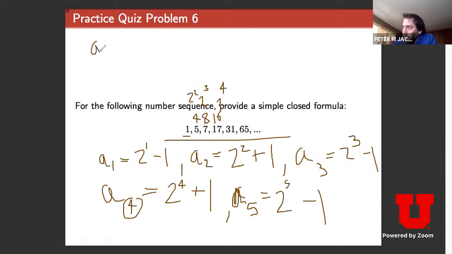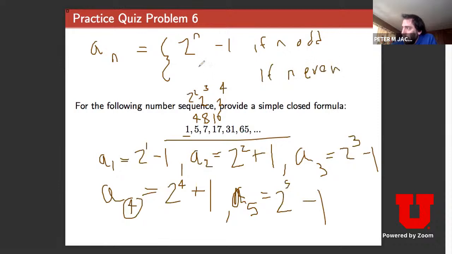So in general, the sequence a_n is equal to 2 to the n minus 1 if n is odd, and if n is even, it's 2 to the n plus 1. And I'm sure that some people are commenting in the chat that there's a simpler way to write this. Minus 1 to the n is going to be negative if n is odd, and it's going to be positive if n is even.